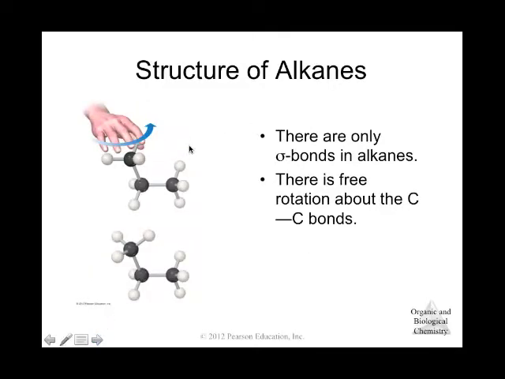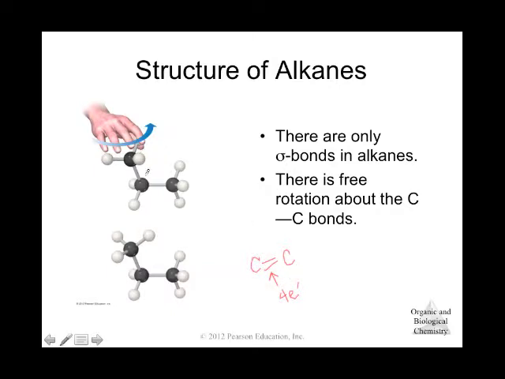Because of that structure, and the fact that you only have sigma bonds, things aren't locked in place like they are when you have a double bond. When you have a double bond between carbons, this gives 4 electrons between the 2 carbon atoms, which kind of locks the 2 carbons more into place because they're sharing more electrons.